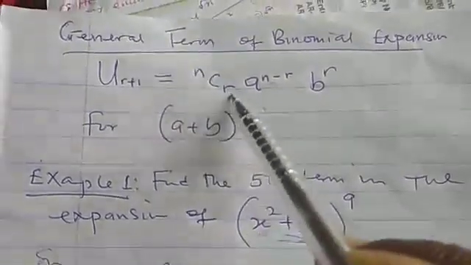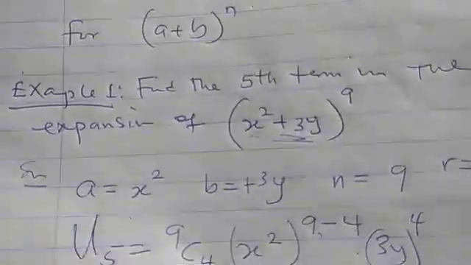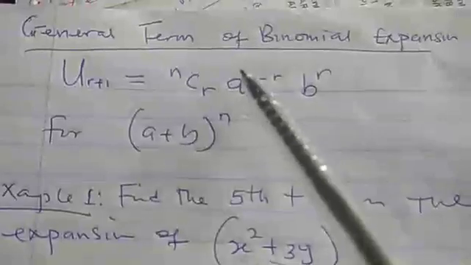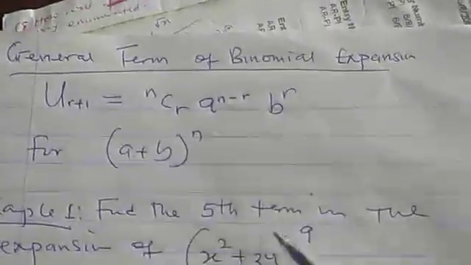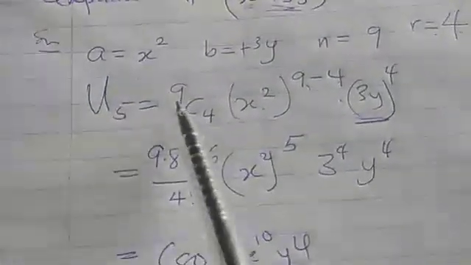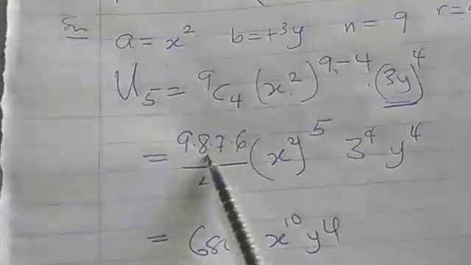The formula is n combination r, that is 9 combination r. This is it, 9 combination 4. a, this is my a, raised to power n minus r. This is my 9 minus 4. And b, this is our b here, raised to power r. This is our r. And if you simplify, we have known how to find 9 combination 4. That is 9.7.6.